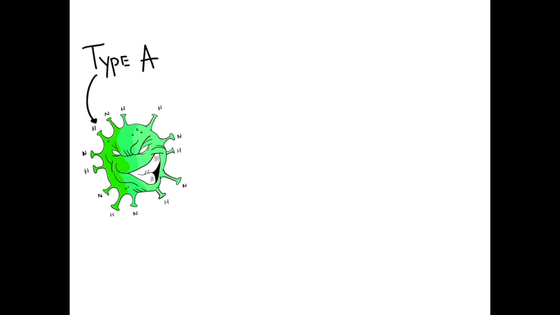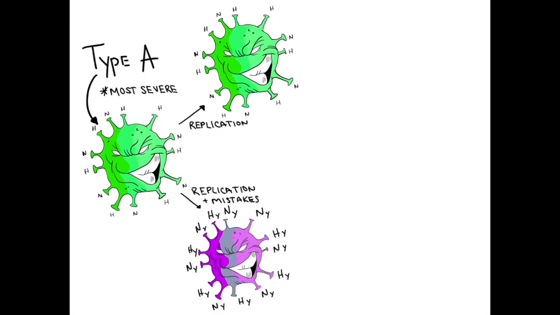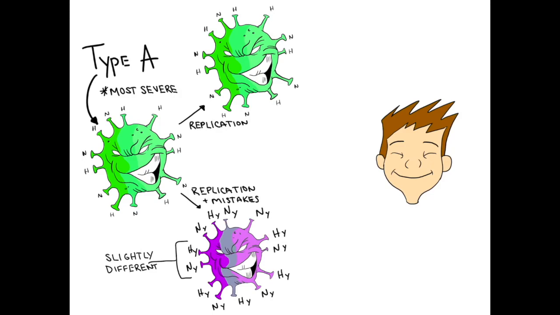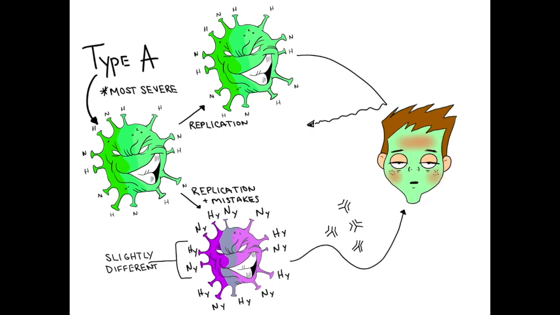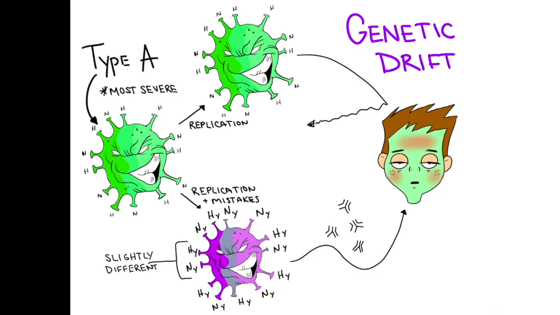Now, type A causes the most severe form of the flu. During replication, the flu virus can create genetic copies of itself, but it can also create daughter cells whose H or N protein is slightly different from the parent virus. These small changes to the surface proteins of the virus are enough to evade the immunity that our bodies had developed to a previous infection and make us sick. This process is called genetic drift and is the reason why there is a need for a seasonal influenza vaccine.